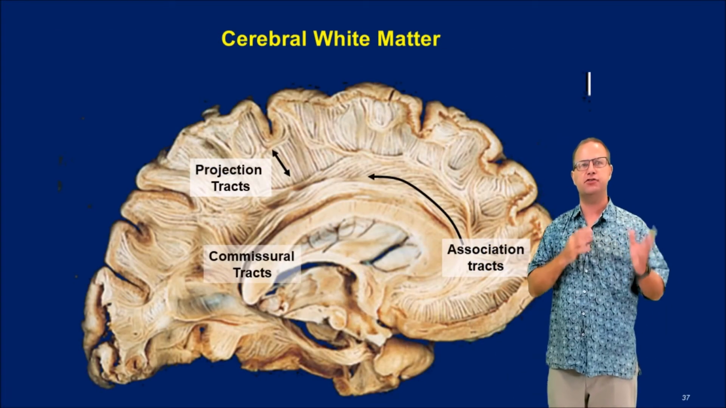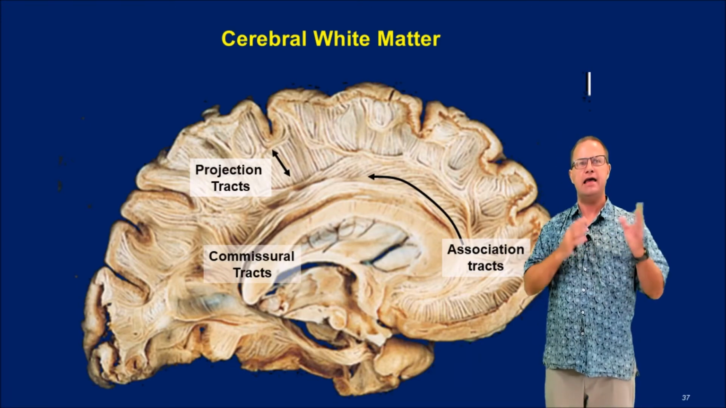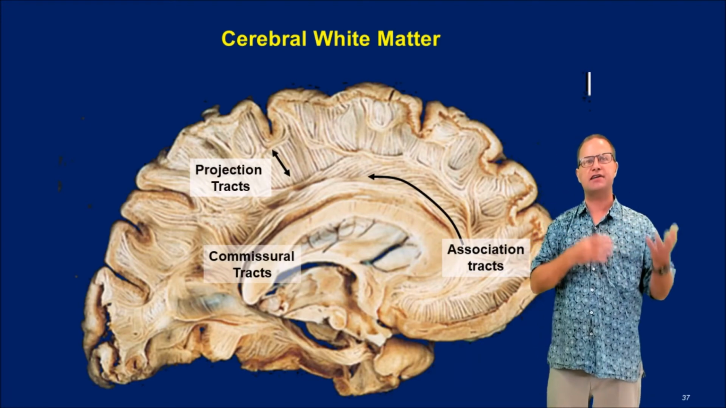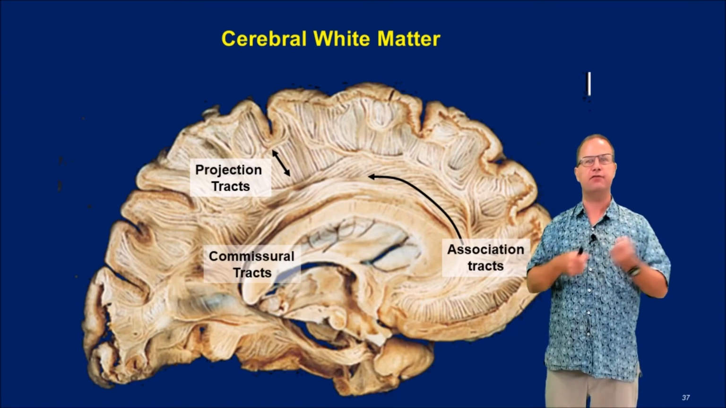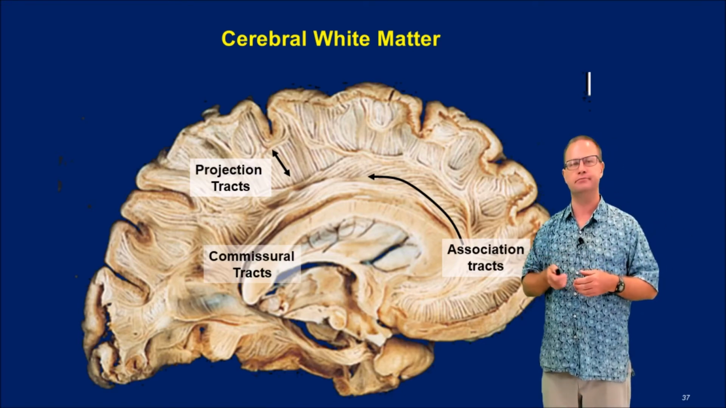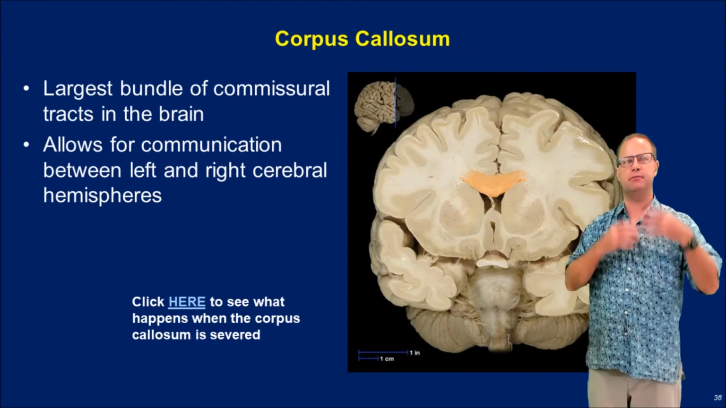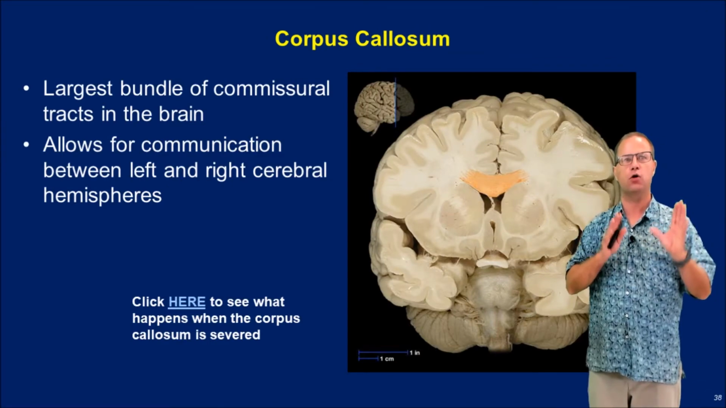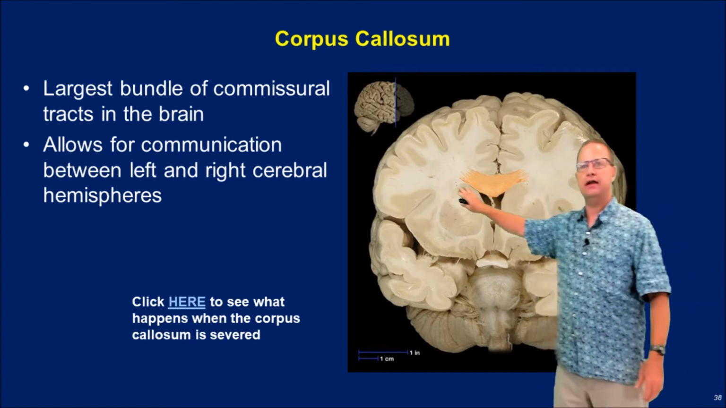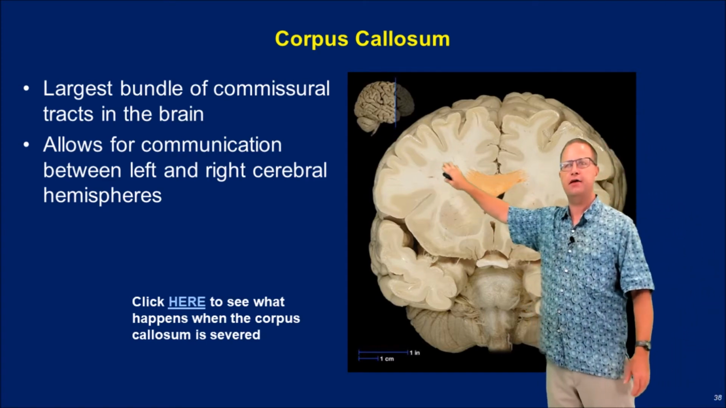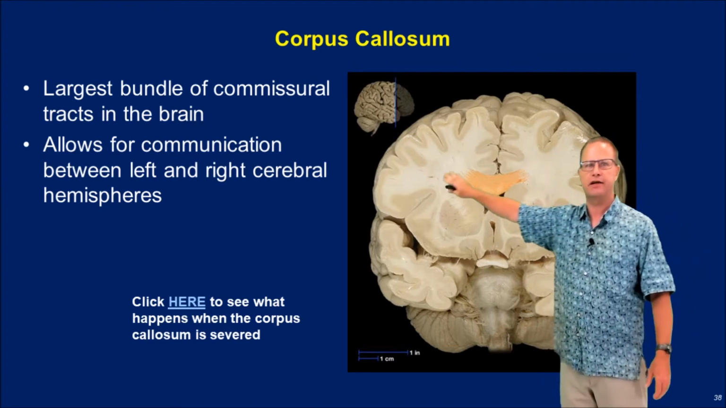So here we can see the distribution of other white matter within the brain. And again, these are called tracts. So tracts are just big clusters of myelinated and non-myelinated axons that are carrying information between different regions of the brain. Now, probably the largest and most important tract within the brain is something called the corpus callosum. The corpus callosum is a bundle of white matter that allows communication between the left and right cerebral hemispheres, between the left brain and the right brain.